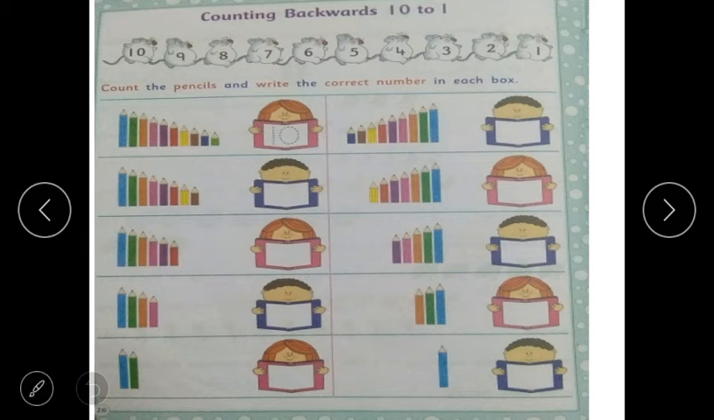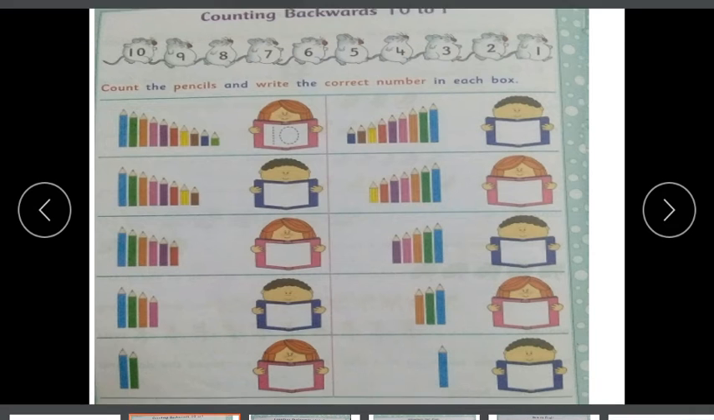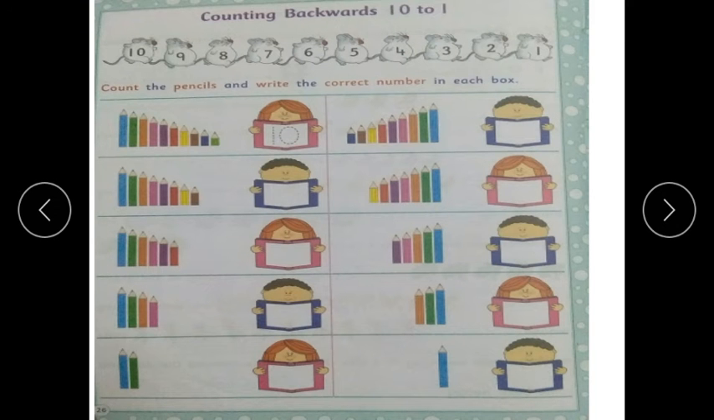Today we will learn counting backwards. So say with me: 10, 9, 8, 7, 6, 5, 4, 3, 2, 1. That is backwards counting. What is backwards? When we are moving back, that is backwards counting. Like if you have to go ahead, that is forward counting.